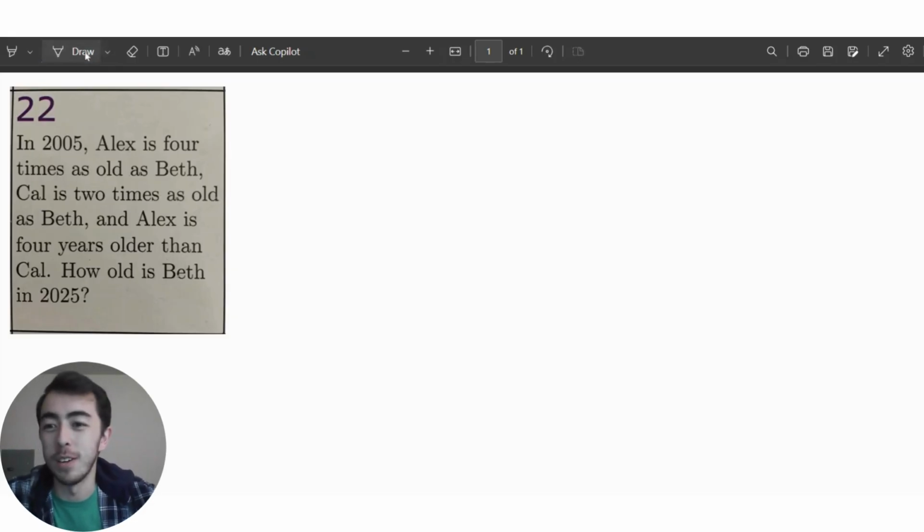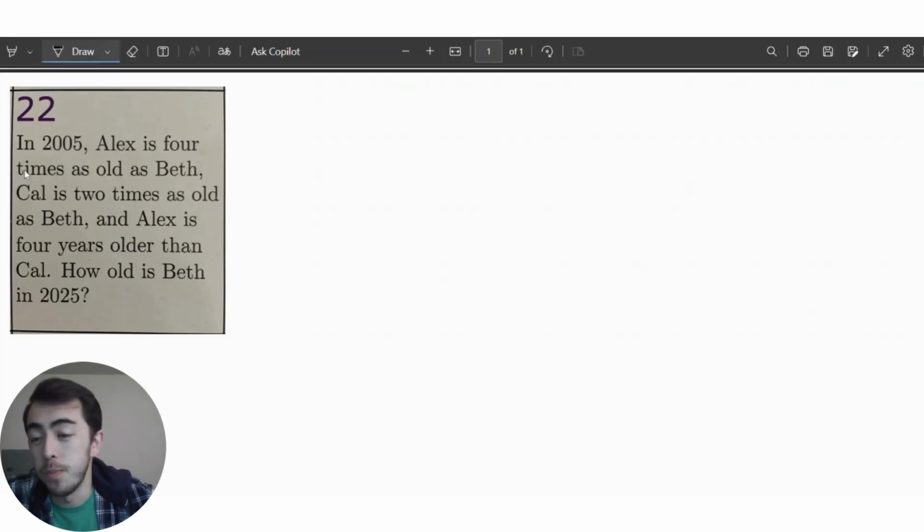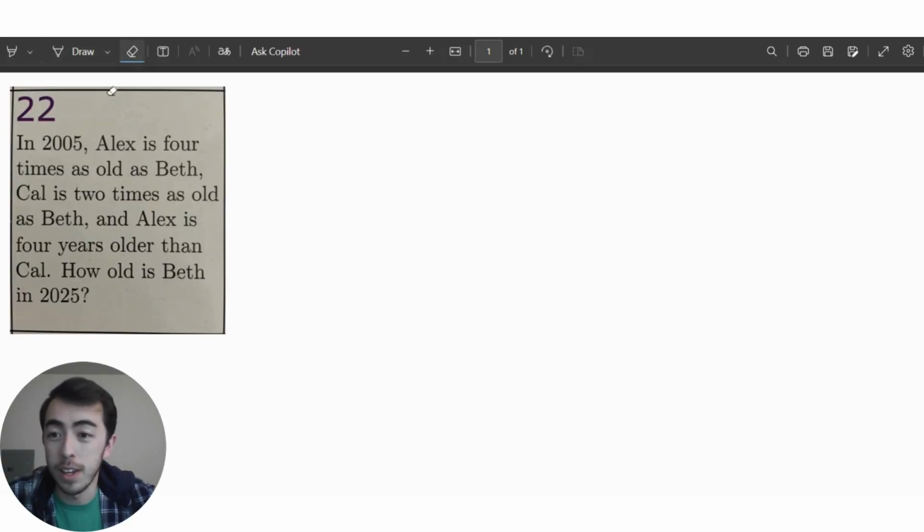Okay, let's try it out. Looks like we have a word problem. In 2005, Alex is 4 times as old as Beth, Cal is 2 times as old as Beth, and Alex is 4 years older than Cal. How old is Beth in 2025? Well, apparently she's 22 years old, but we don't know that yet.